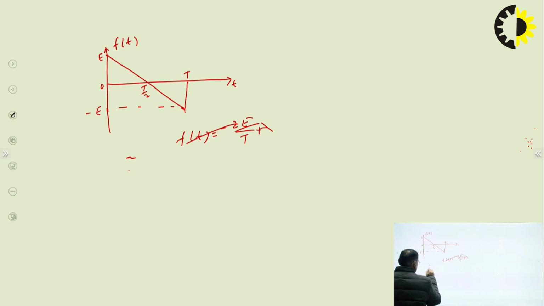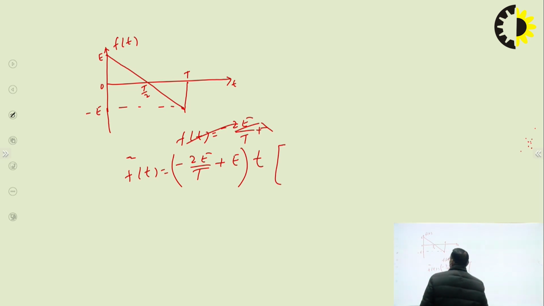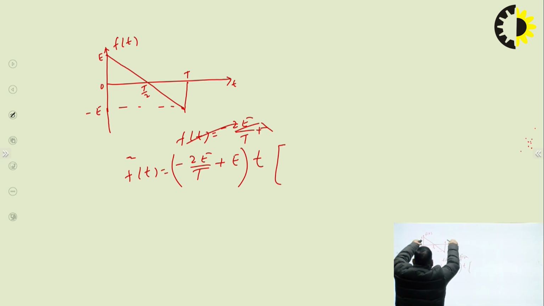So Ft is equal to minus 2E upon T plus E, okay, into t. So this is the equation of the line and it is multiplied with the gate function. So what will the gate function be? The gate function will start from 0. So this is the gate function.